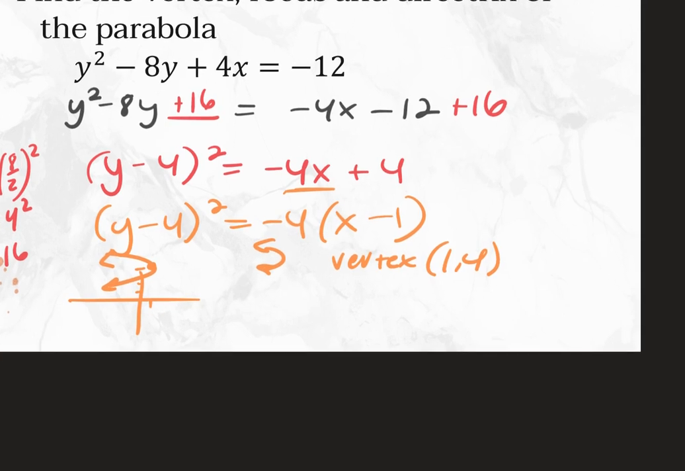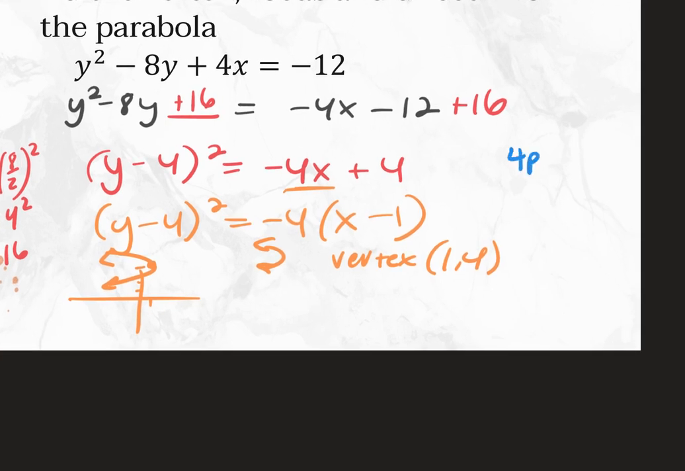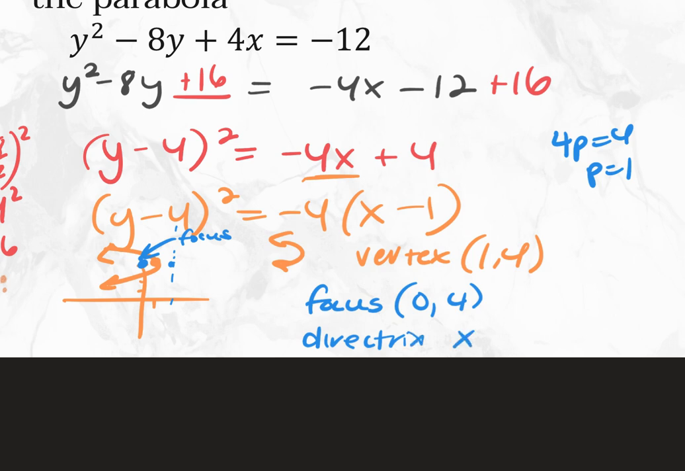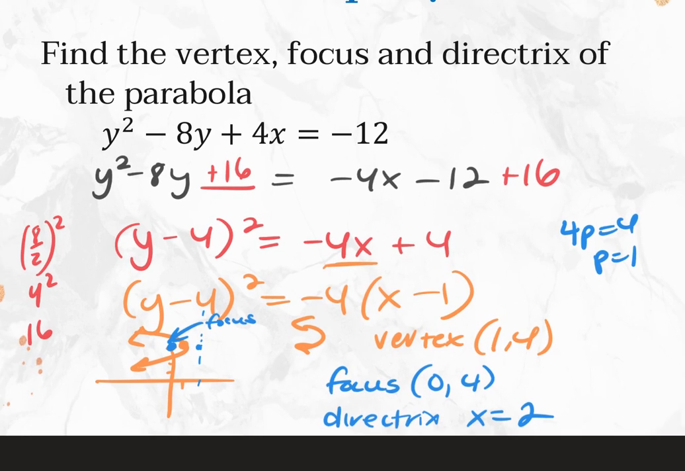My 4p, and I don't need to worry about the sign, but 4p equals 4, and p equals 1. That 1 is to the left, 1 for the focus. So my focus is 0, 4. And it is to the right 1 for my directrix, which is a line, so it has to be an x equals, and it's to the right 1, which means it is x equals 2. Questions?